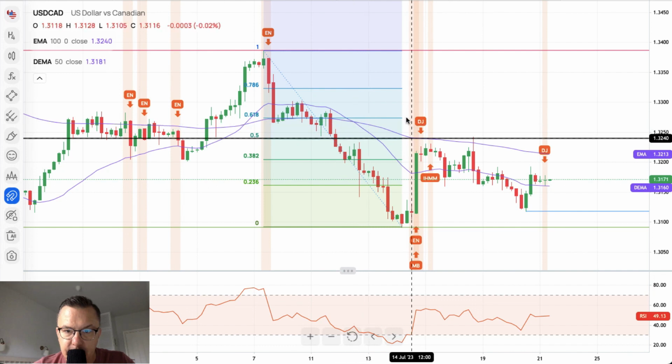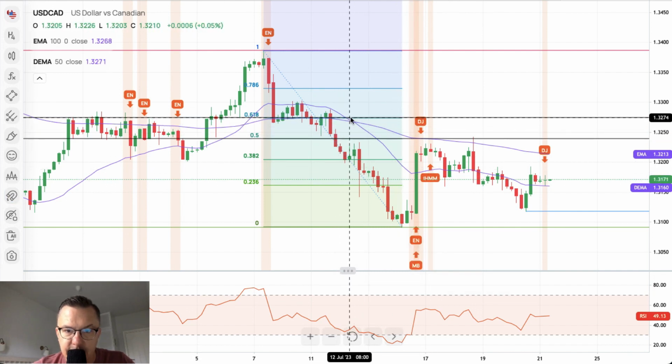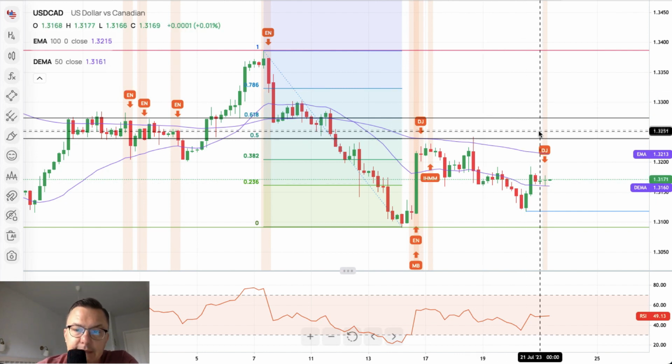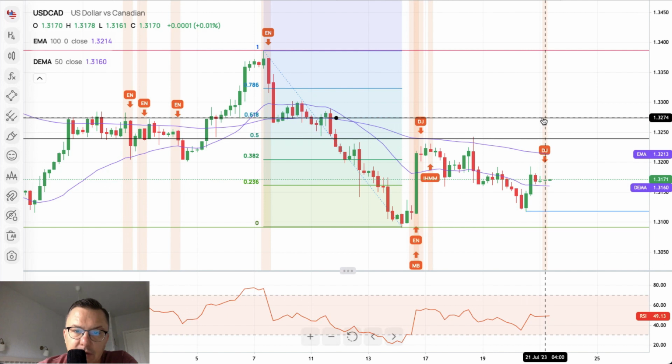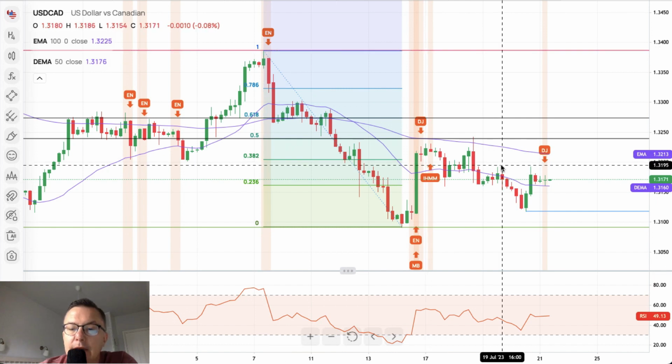Let me just place the 61% of the Fibonacci retracement, which is here, 1.3274. This is the next target for bulls, and only if this target is violated, then we can talk about another leg, maybe challenging the swing high at 1.3387, maybe, just maybe.